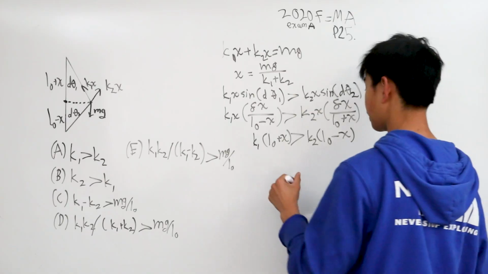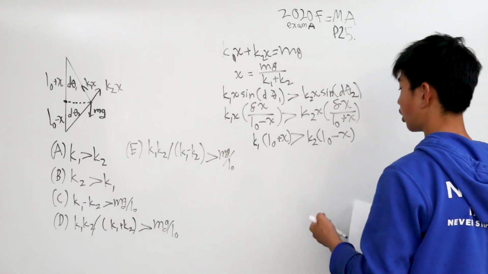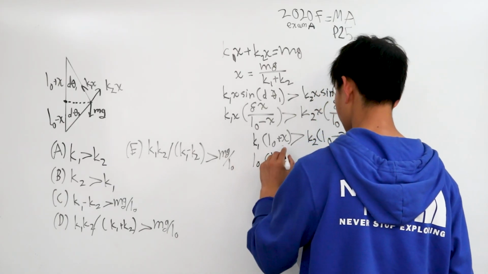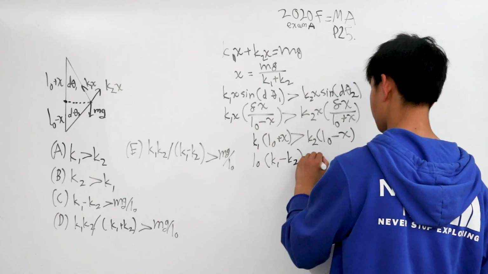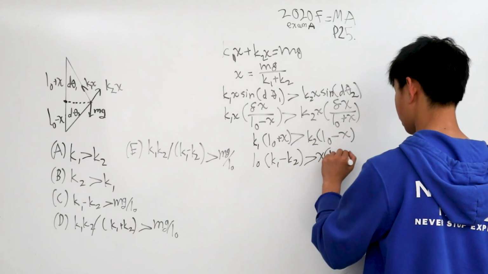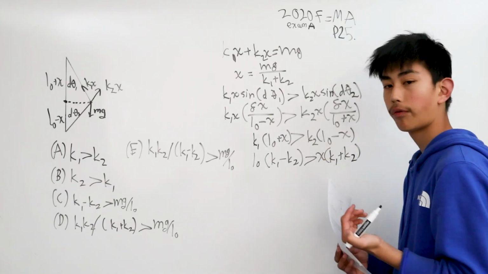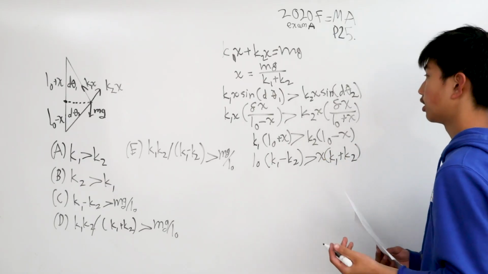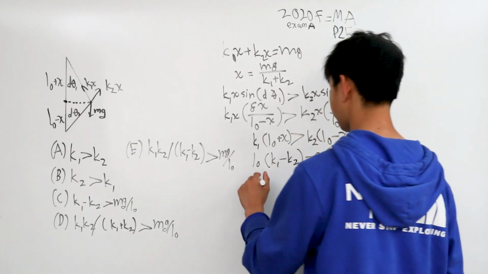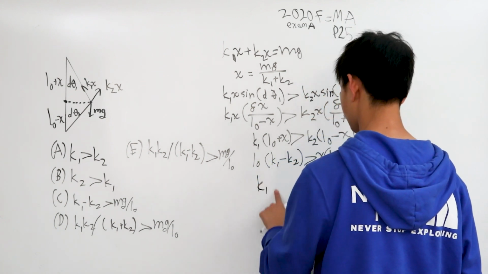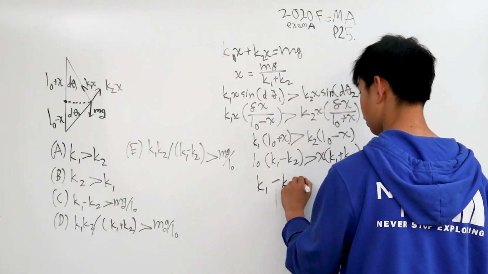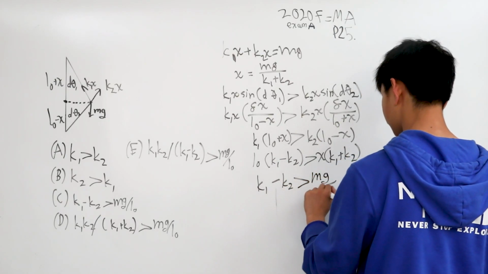Then, since both of these K's are being multiplied by an L0, factor L0, K1 minus K2 is greater than, factor out the x, and then K1 plus K2. Therefore, since you plug in x is equal to this, that cancels out. So therefore, K1 minus K2, and then divide by the L0, has to be less than mg over L0.